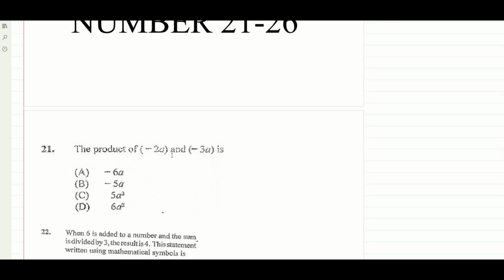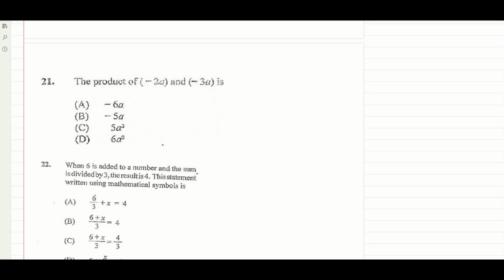January 2019, the product of these two numbers, that's minus 2a multiplied by minus 3a. A minus by a minus is a plus, so you're looking for any plus, so it's not A and it's not B. 2 3s are 6, so the answer would be D. It's product, so we don't even need to multiply it out.